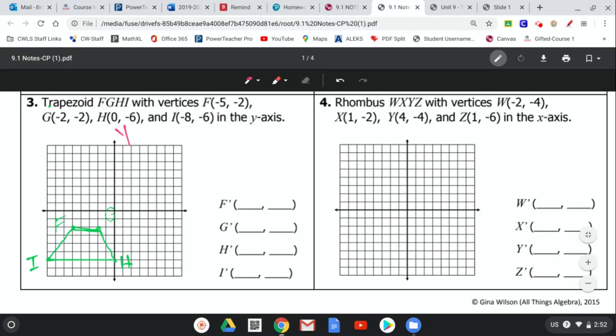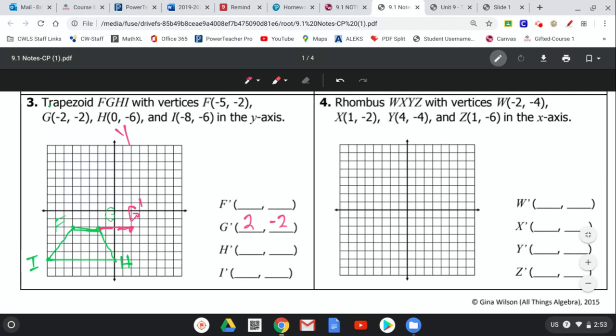So for this, if we look at G, we're looking at the distance from that point G to the y-axis. It is 2 units, so we're going to go 2 units the other way, and that's going to give us G prime right there. So we have to figure out what that coordinate is, and that's going to be 2, -2, okay? So G prime is 2, -2.